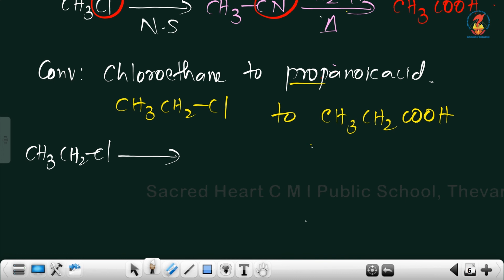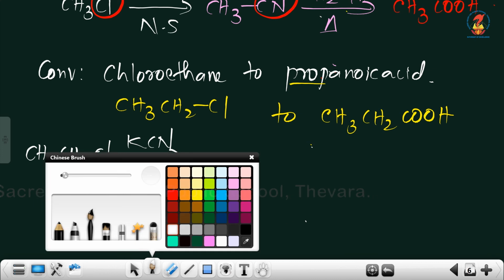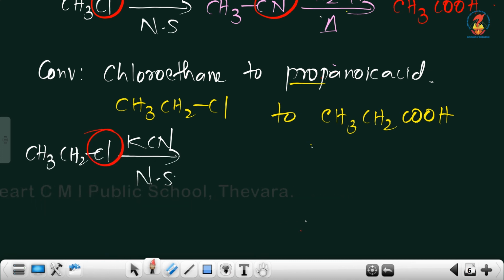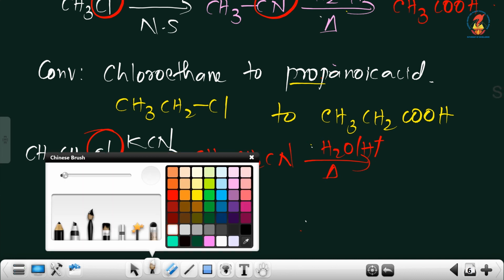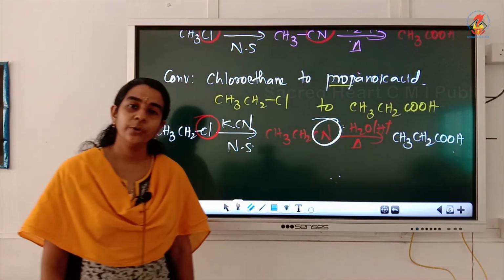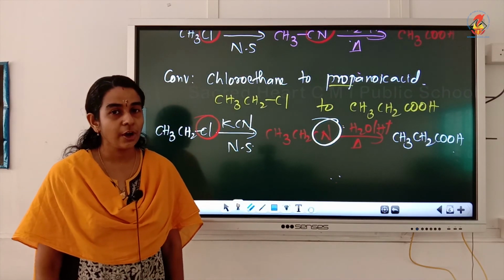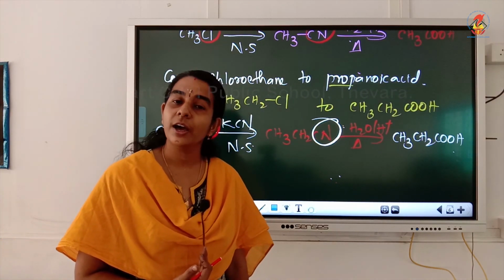CH3CH2Cl: first we have to treat with KCN. It will undergo a nucleophilic substitution reaction where Cl will be replaced by CN. So we get CH3CH2CN, which on hydrolysis, and what type of hydrolysis? Complete hydrolysis, so we have to write delta also. So CN will be replaced by COOH, and we get propanoic acid, an ascending series of carboxylic acid. So these are a few methods for the preparation of carboxylic acids.